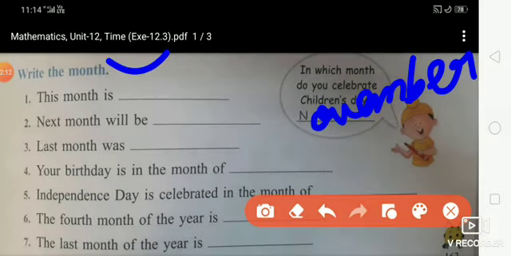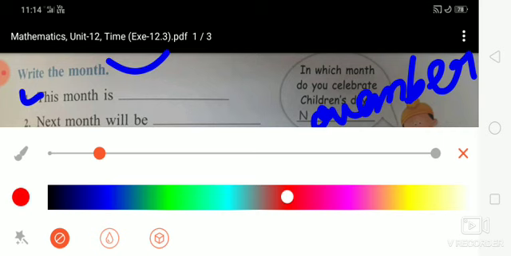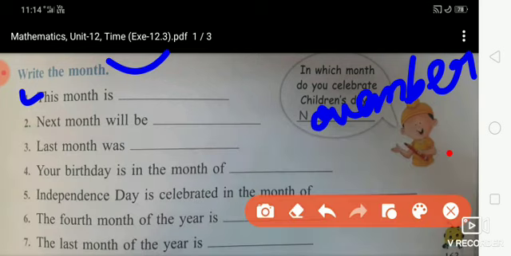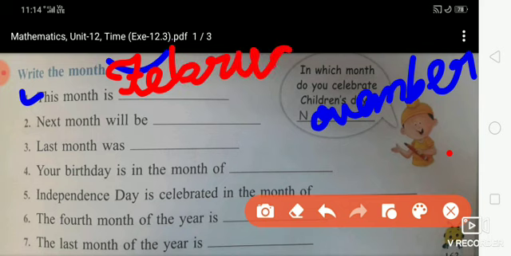Write here the month. The first one is, that means, from previous classes' explanation: this month, the current month. What is the month? February. So write here February. This month is February. Spelling of February: F-E-B-R-U-A-R-Y. February.